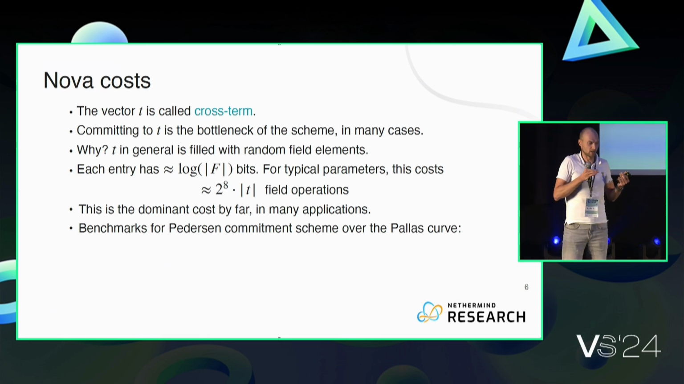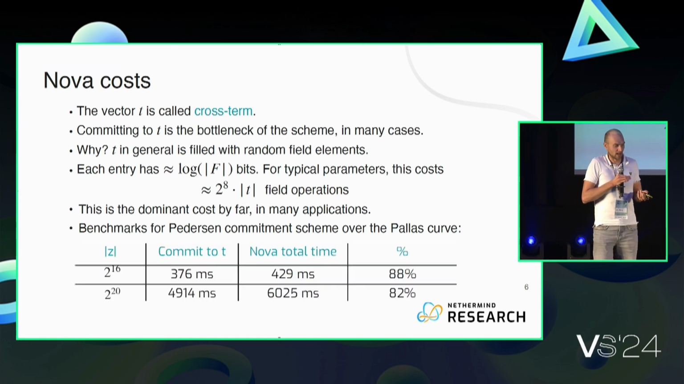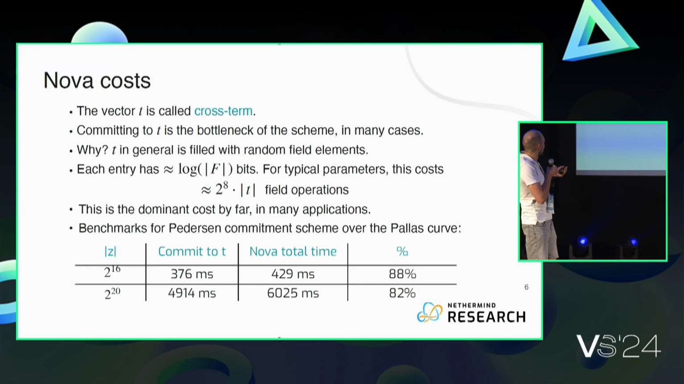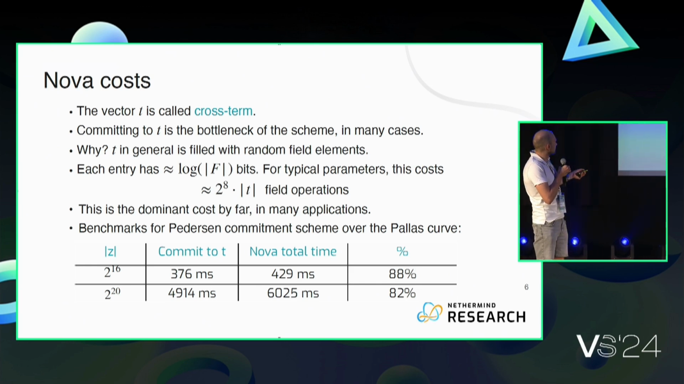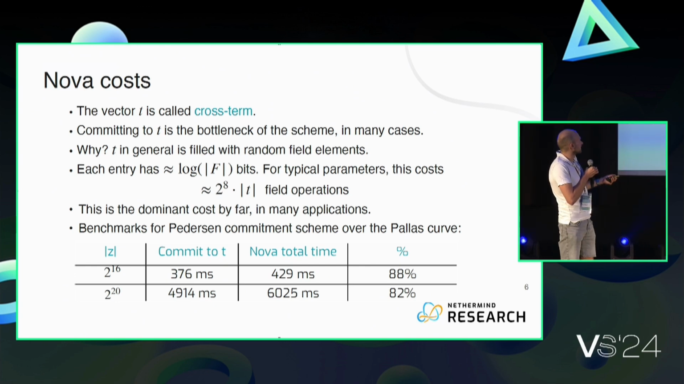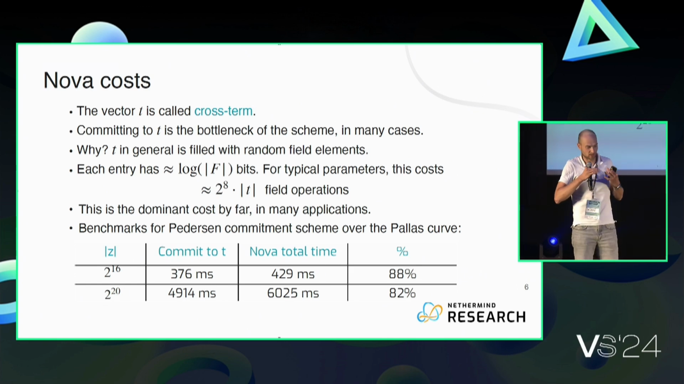benchmarks, we looked at Pedersen commitment over a Pallas curve, and the commitment to T. Here we have the size of the witness, commitment to T. It also depends, of course, on the size of the witness. And in Nova, folding an instance of size 2^16 took roughly half a second, and 88% of this time was the part where we had to commit to T.